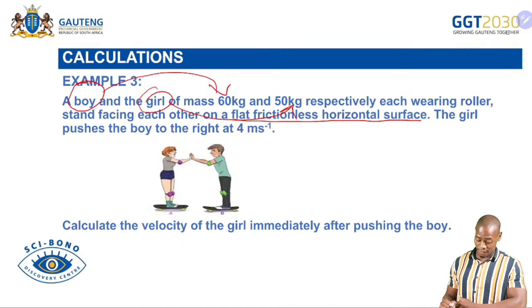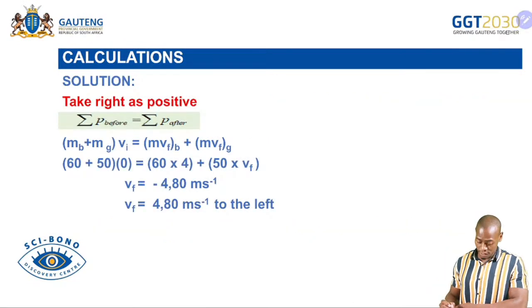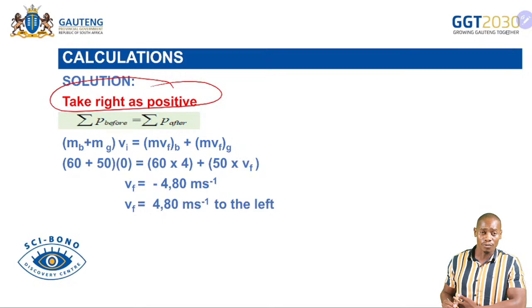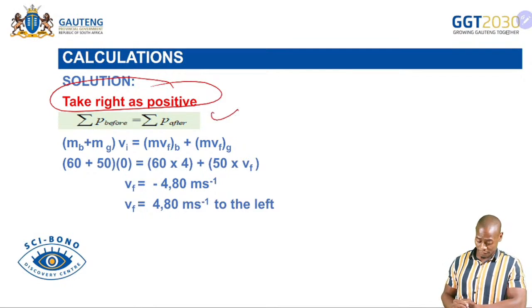So the question wants us to do what? To calculate the velocity of the girl immediately after pushing the boy, or immediately after the explosion. All right. Again, what is important is to choose direction. So we are taking right here as positive. Then from there, we have to write the correct equation. Then sum of momentum before collision equals sum of momentum after collision.